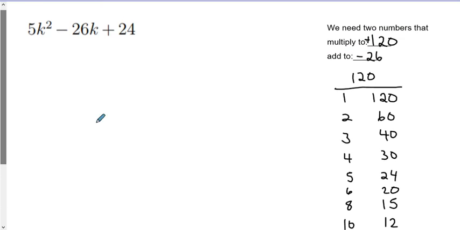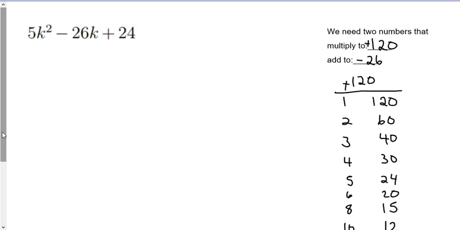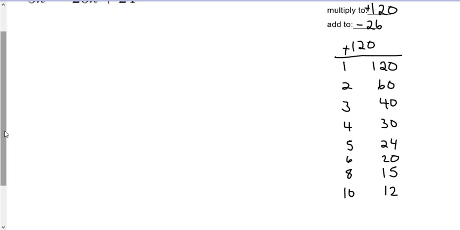Now, it's going to multiply to a positive 120 and add to a negative 26. So we either need two numbers that are both positive or two numbers that are both negative. And since it adds to a negative number, we're going to look for two negative numbers. So going back to our factor pairs, which pair will add to give us negative 26? Well, I notice the 6 and the 20. If I stick a negative on each, then when I multiply negative 6 and negative 20, I get positive 120. And if I add them, I get negative 26.